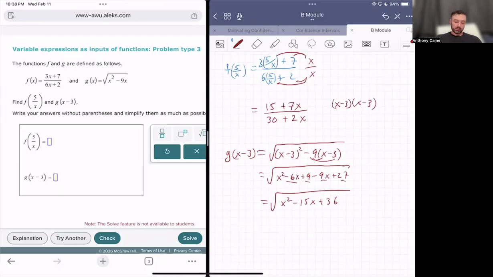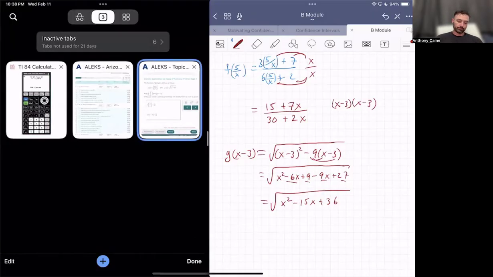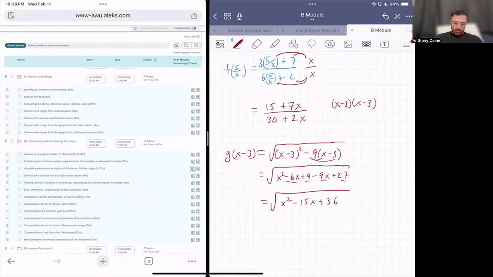All right, let's see what else we have. Okay, domain of a rational function, excluded values. Wonderful. Let's take a peek.